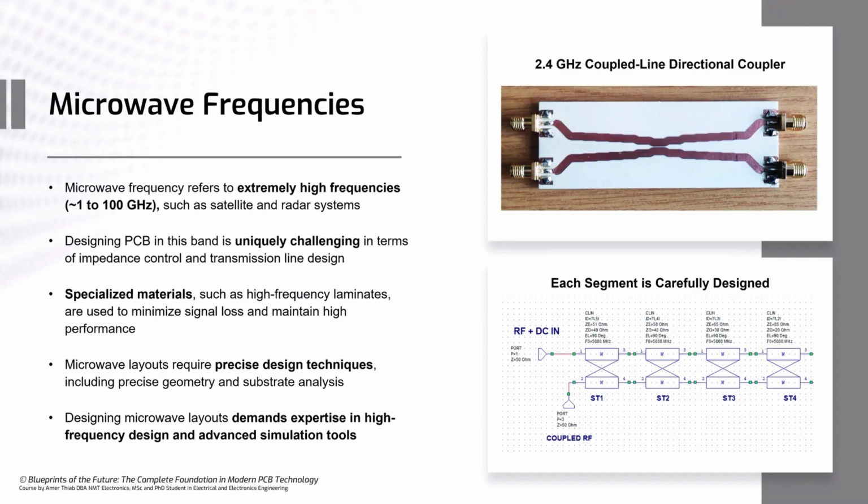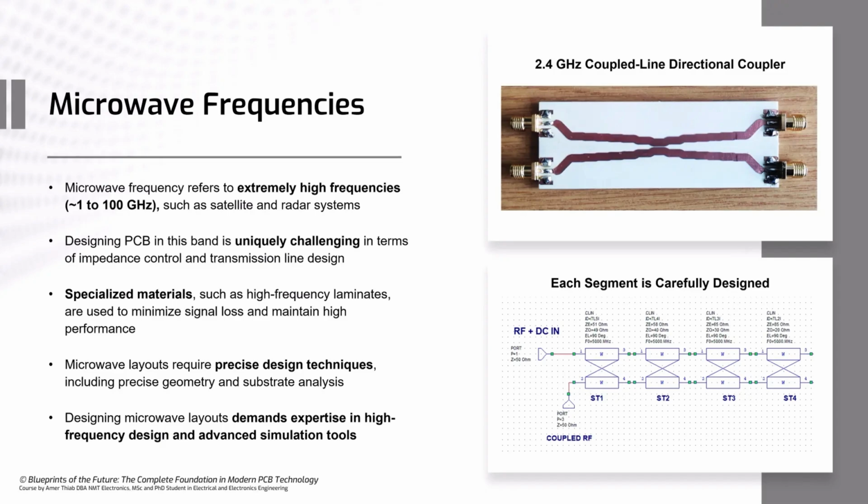However, designing PCBs in these bands introduces very unique challenges, requiring a good understanding of electrical impedance and transmission line theory. In microwave PCBs, specialized materials are used to achieve very specific performance, as the PCB structure itself has a significant impact on the signal propagation. These materials include both the conductors and laminates.